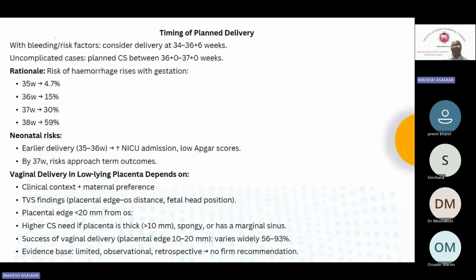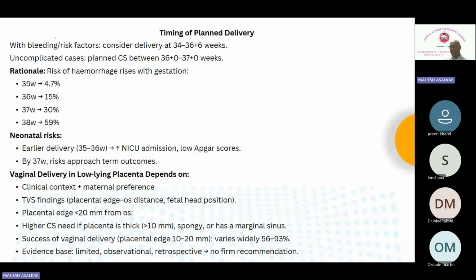Now the timing of planned delivery. With respect to the bleeding and the risk factors, we'll consider delivery between 34 to 36.6 weeks if it is a case of recurrent bleeding. If it is an uncomplicated case, then delivery between 36 to 37 weeks of gestation.